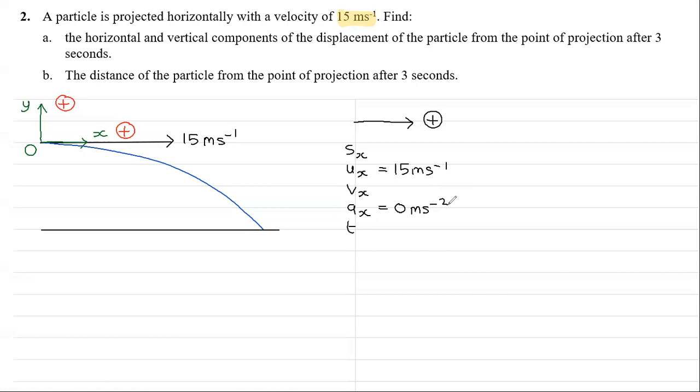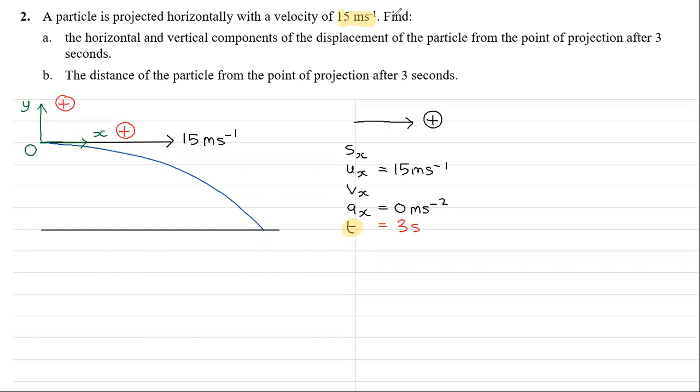So we do in fact know the time in this instance, and we needed 3 out of the 5 in order to answer anything using SUVAT. So we'll write that in. So t is equal to 3 seconds. So it's that particular instant we're interested in. Right. So let's do some calculations.